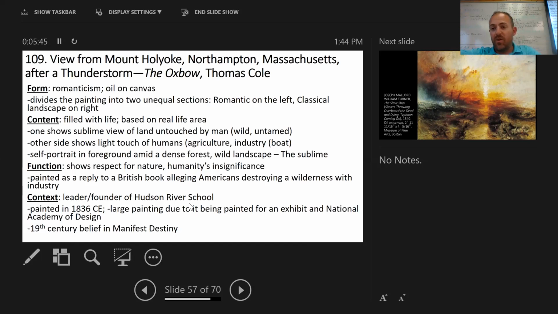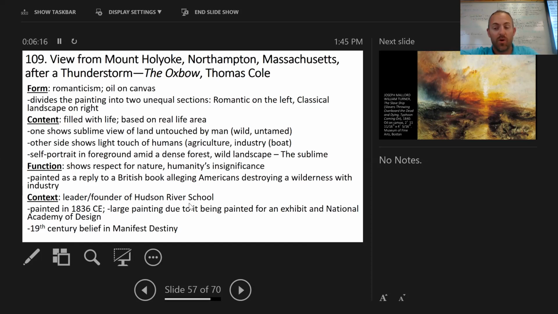Again, like I said earlier, this is the leader, the founder of the Hudson River School. This is a very popular group which will become very powerful and influential, especially when it comes to landscape art. These were great Romanticist artists of the United States. And it was painted in 1836. This is an early Hudson River School painting. This guy's the founder, and this art school continued for years.